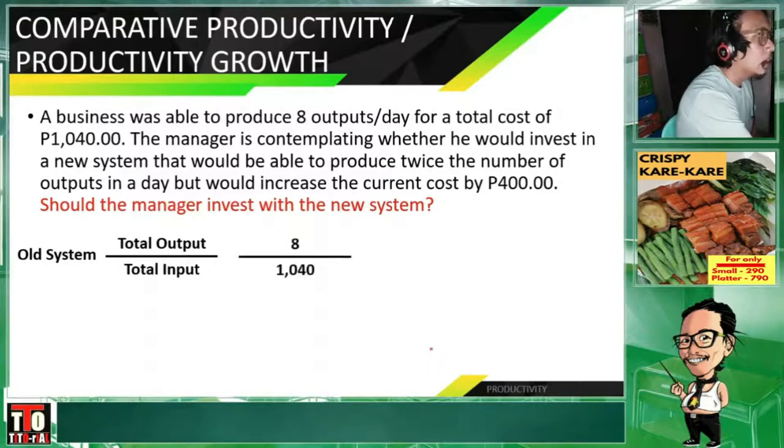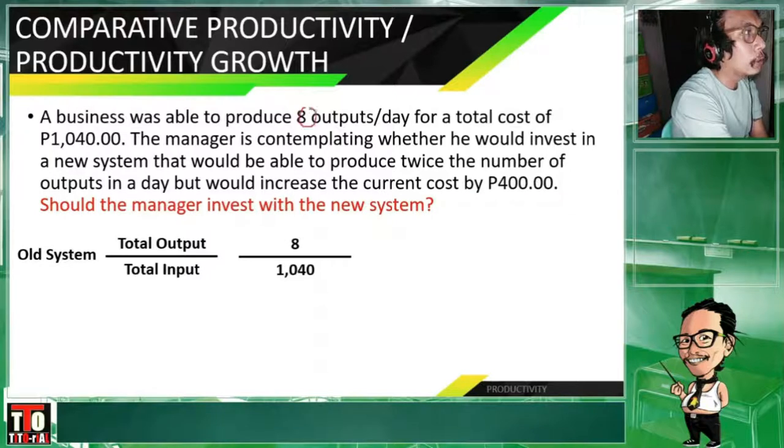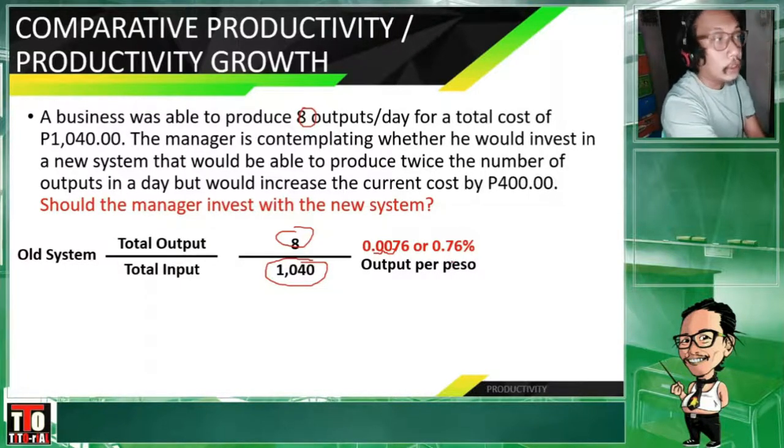Okay. Now, let's try to compute. Again, meron lang 8 outputs yung organization niya. And then, the total cost is 1,040. So, its current productivity is 0.0076. Convert it into percentage, you have 0.76% output per peso. Okay?